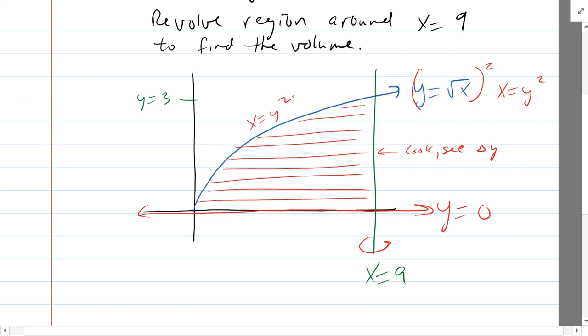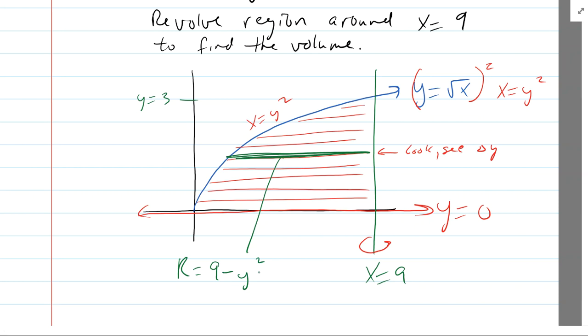Does everyone see it? So if I pick one cross section, this is just one, that's my one cross section. What is my radius for that one cross section? What's the rightmost curve? x equal 9, so it's 9. Minus, what's the leftmost curve? 0. So it's minus y squared. Everything's in terms of y.